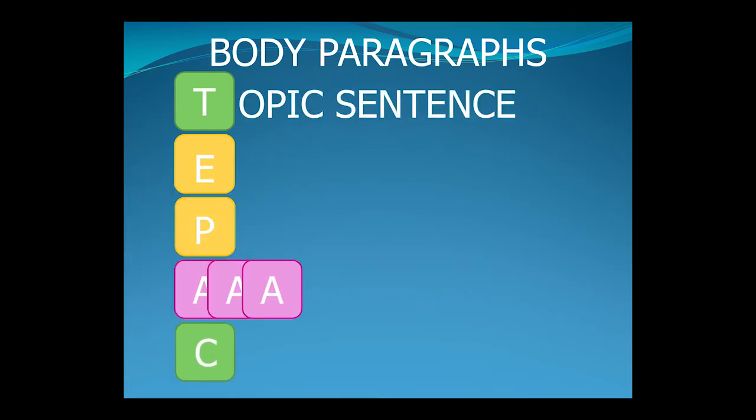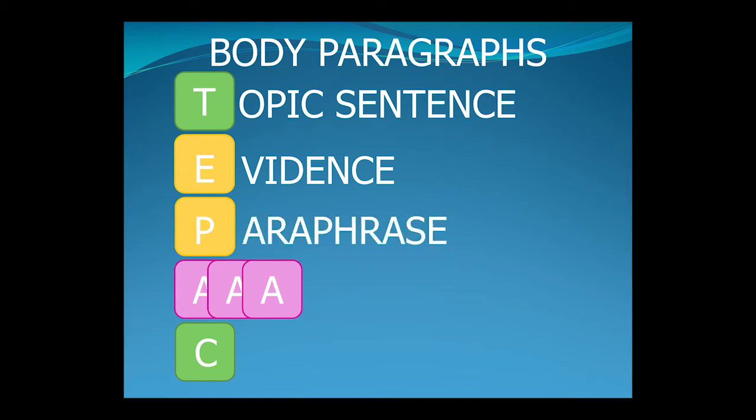Well, the T stands for topic. It's what you're actually talking about. And it's the introduction to your paragraph. Every paragraph has an introduction. And the next thing is the evidence. In this evidence, you're going to take it out of the underlining that you did, and take it out and put it in quotation marks. And next is the paraphrasing.